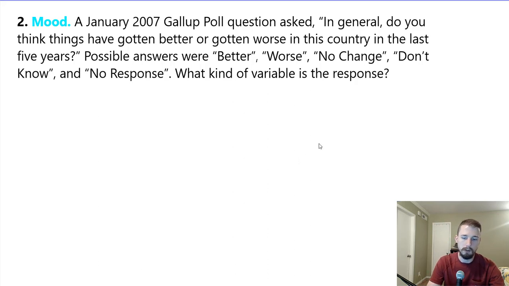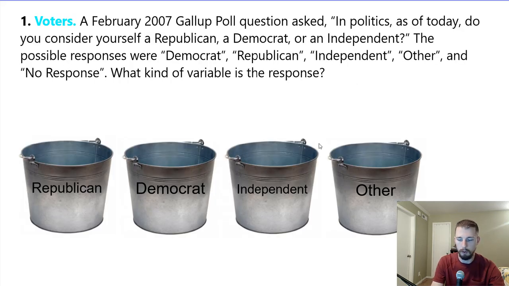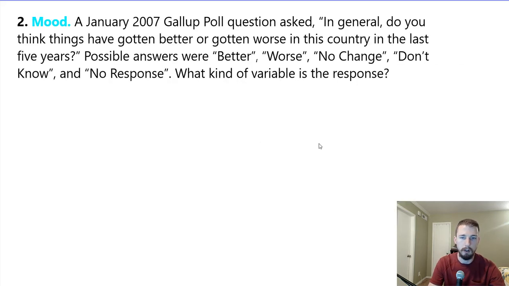So in this case, just like the last one, it's going to be categorical. We're splitting them up into groups or bins or categories, our categories would be better, worse, no change, don't know, and no response. So those 6 categories altogether.